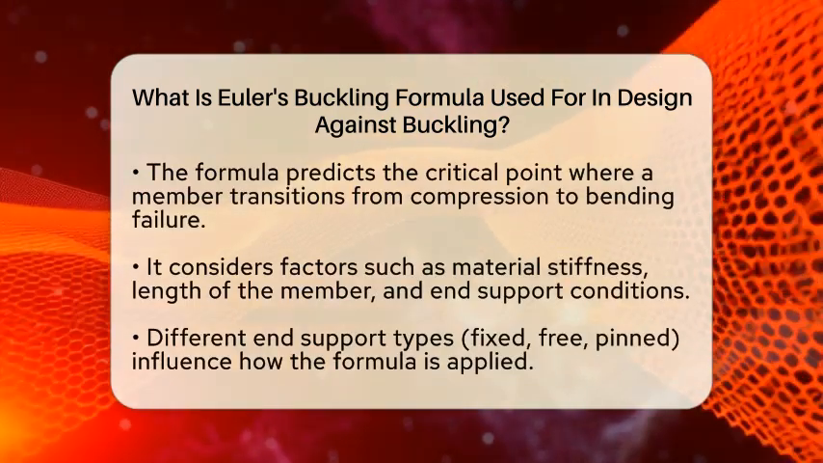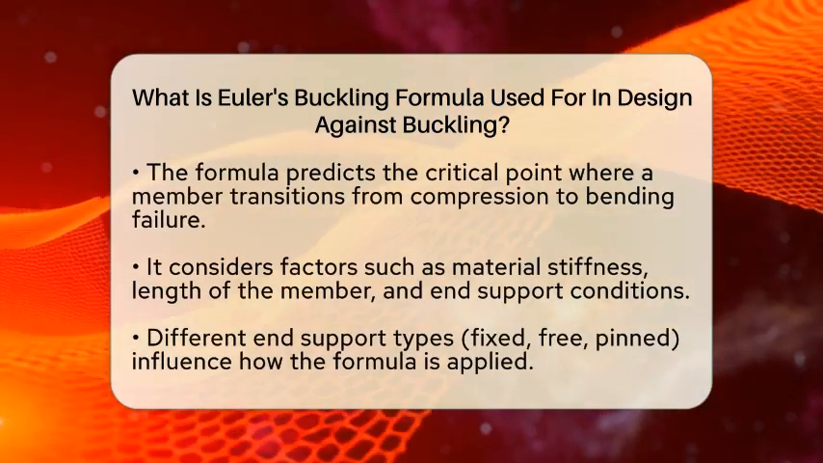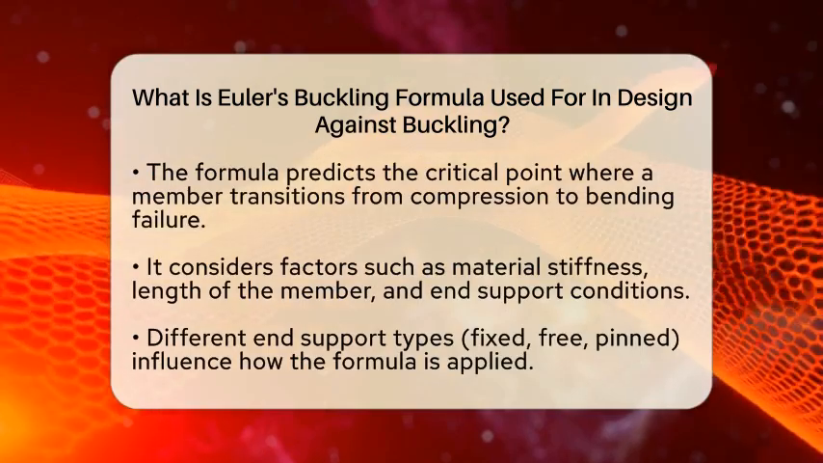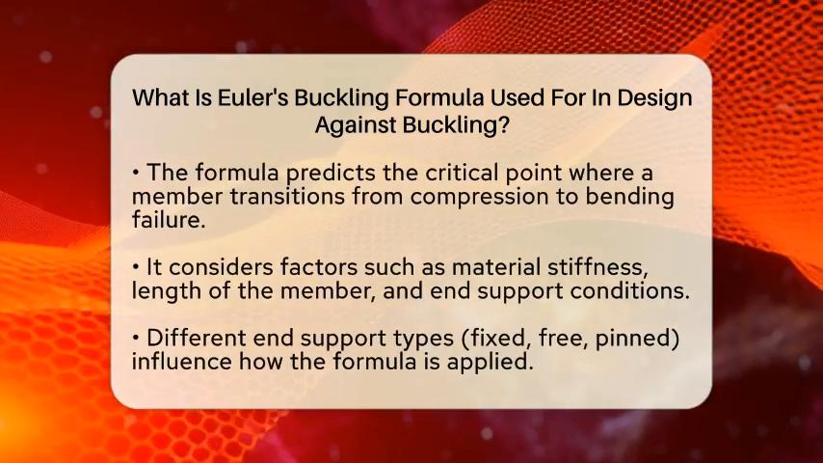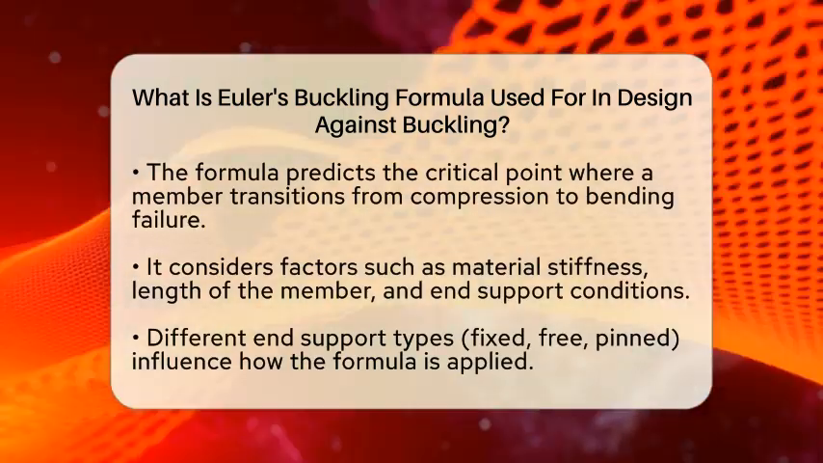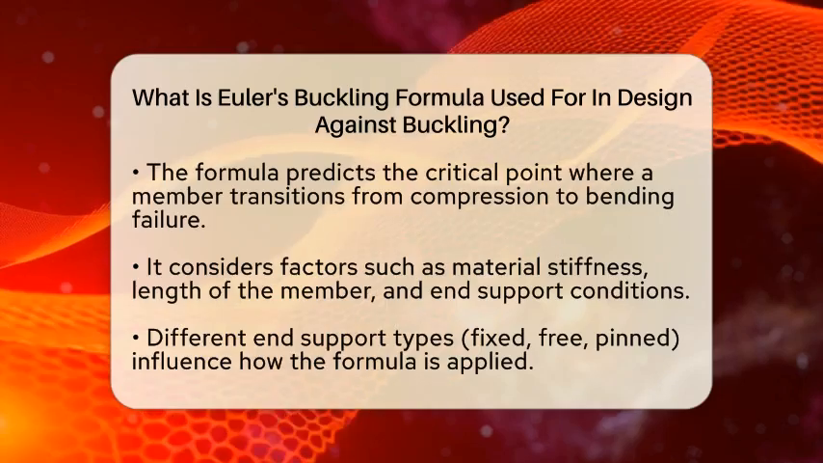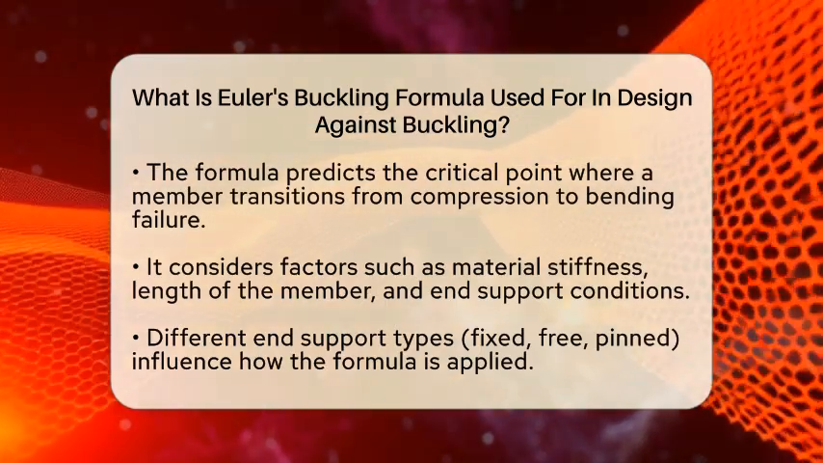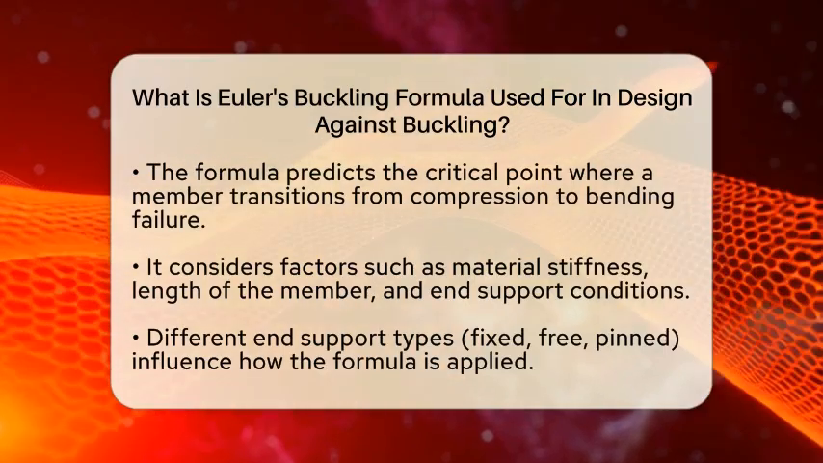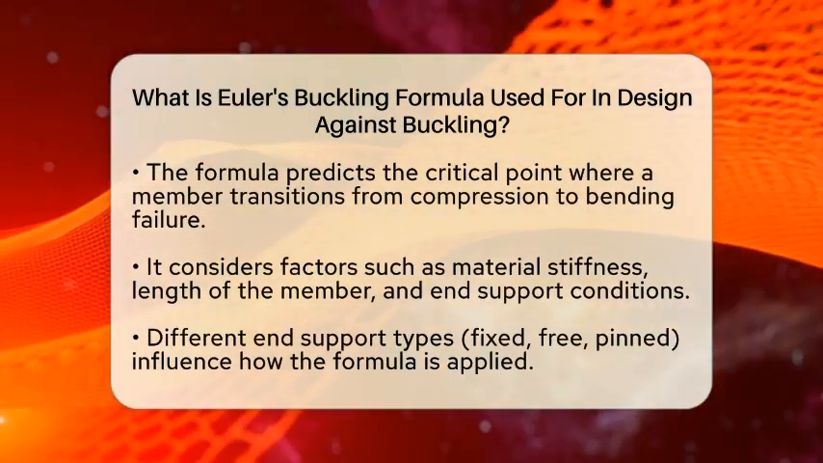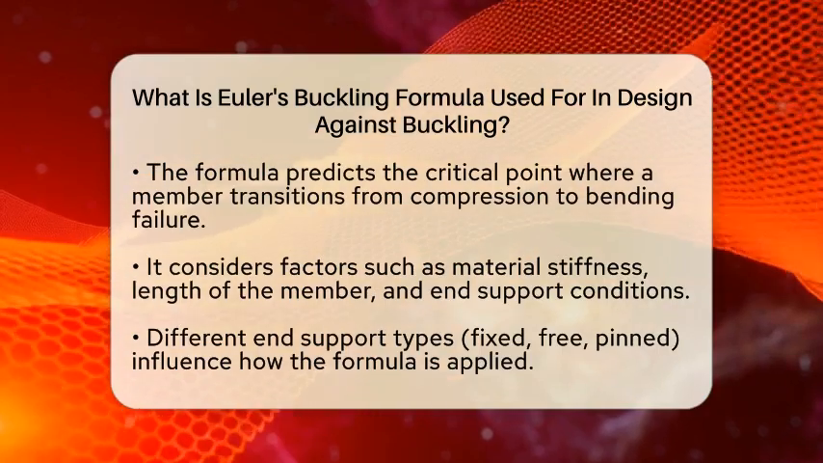To understand how it works, think about a straight, smooth rod or column. When you push down on it, it resists up to a certain point. But if the load gets too high, instead of compressing straight, it starts to bend. The formula considers how stiff the material is, how long the member is, and how it's supported at the ends. For example, whether the ends are fixed, free, or pinned makes a difference.